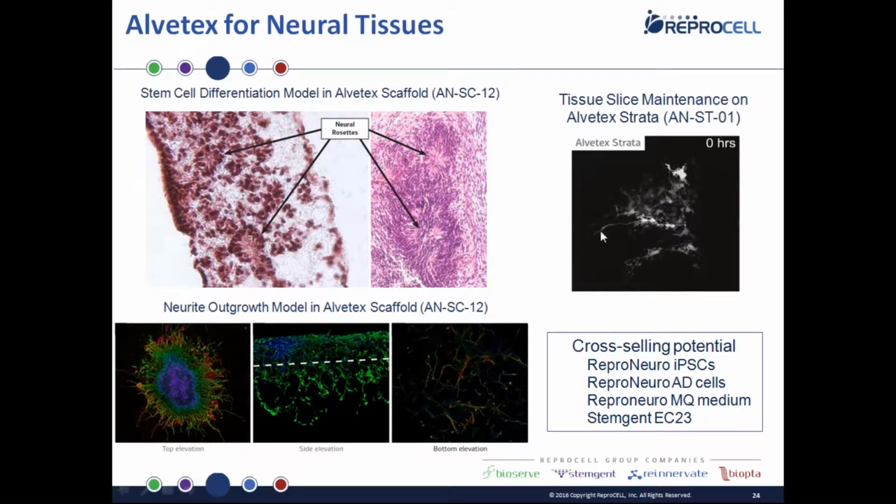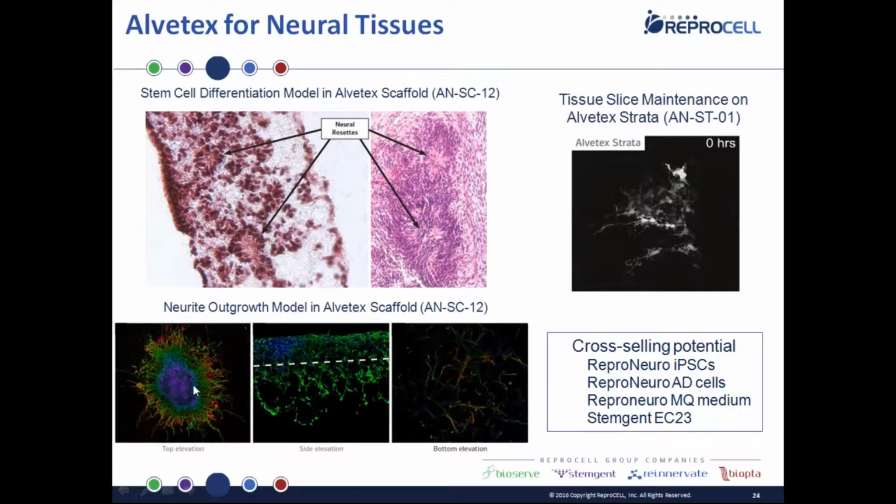Now if this was done on a glass slide, you would see significant drift of the culture as you're going through your live cell imaging. And when you want to do live cells, you don't want something which is going to be moving around because it makes your life a lot harder to quantify. With Alvetex Strata, you've got a tissue that is going to stay put where it is, and you don't have to worry about this drift. And this is an example of data that was done through collaboration with a university in Ireland, one of our customers. Another model that is very popular is the neurite outgrowth model.